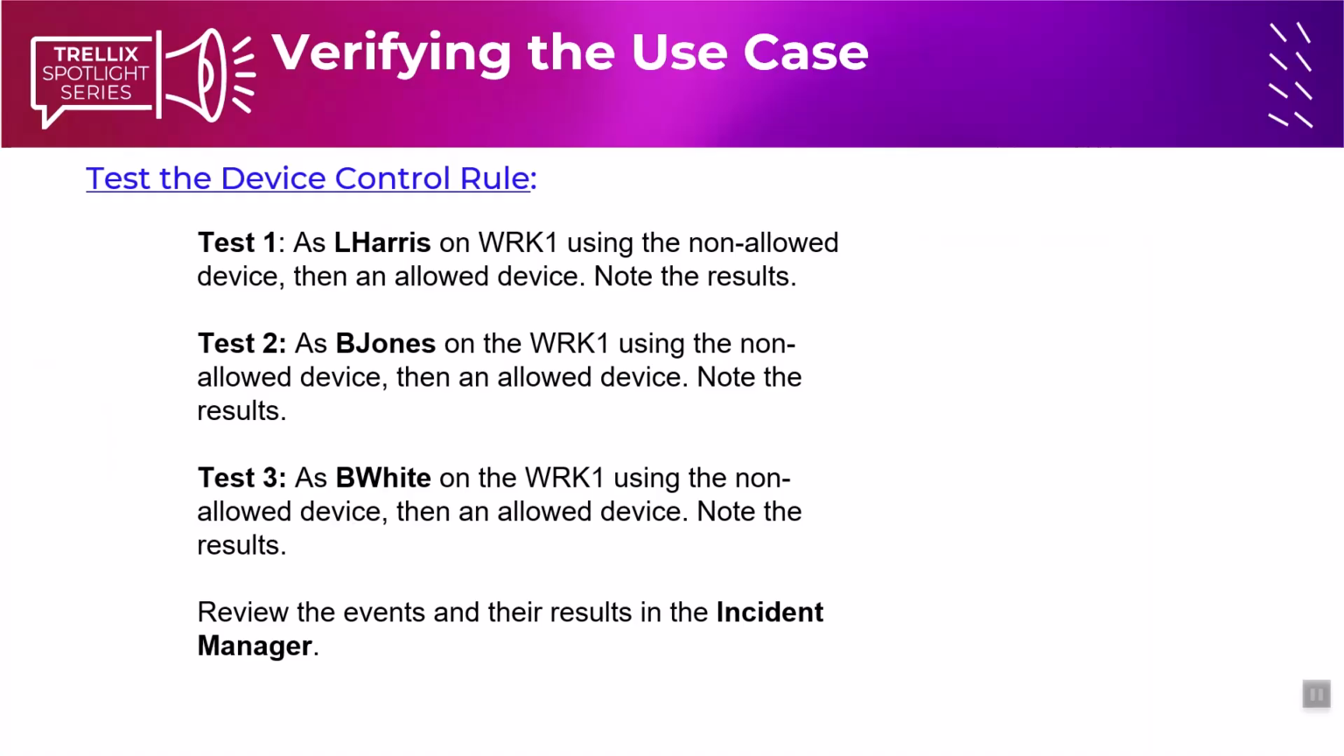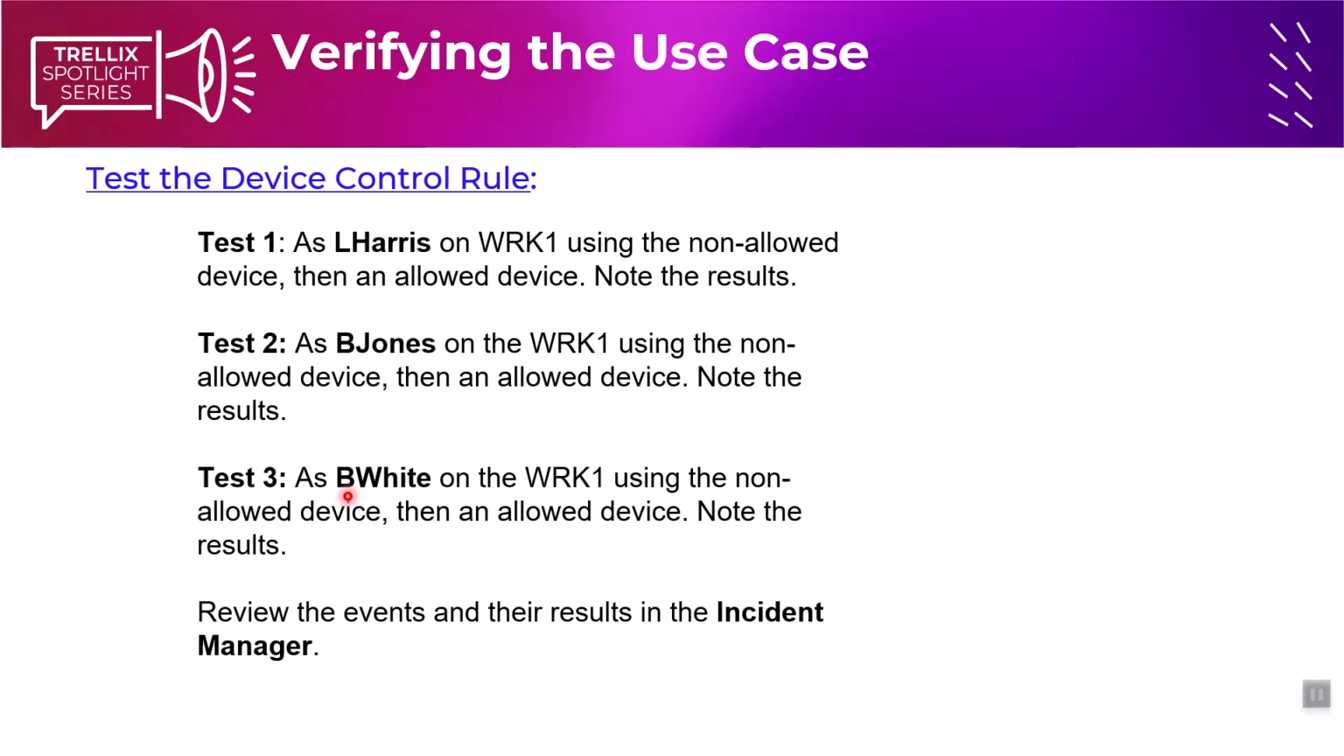Verifying the use case here with the rule set we just configured. I'm going to be logging in as 3 people on workstation 1. Linda Harris, L. Harris, is a regular user with no rights to use approved or unapproved. So no matter what she plugs in, you're going to notice that both are going to get blocked. Then I'm going to log in as an approved user to be able to use approved USBs but block all others. So I'm going to do the same thing. You're going to observe the results there.